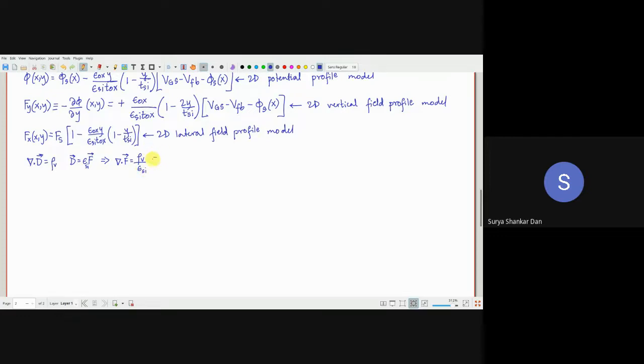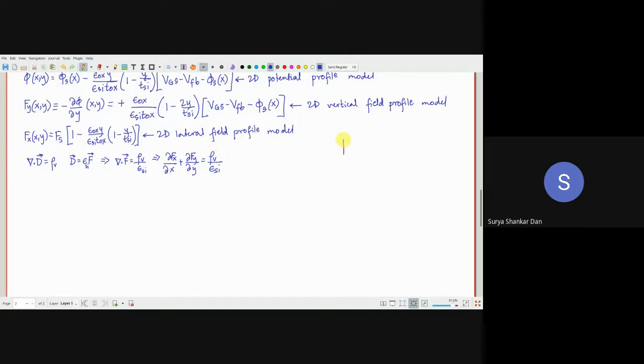So what does it imply? This is now where our DG MOSFET or ultra small scale 7 nanometer devices differ from your 250 nanometer device. That is, this divergence now takes the form del Fx del x plus del Fy del y is equal to rho v by epsilon si. Now what is the value of rho v?